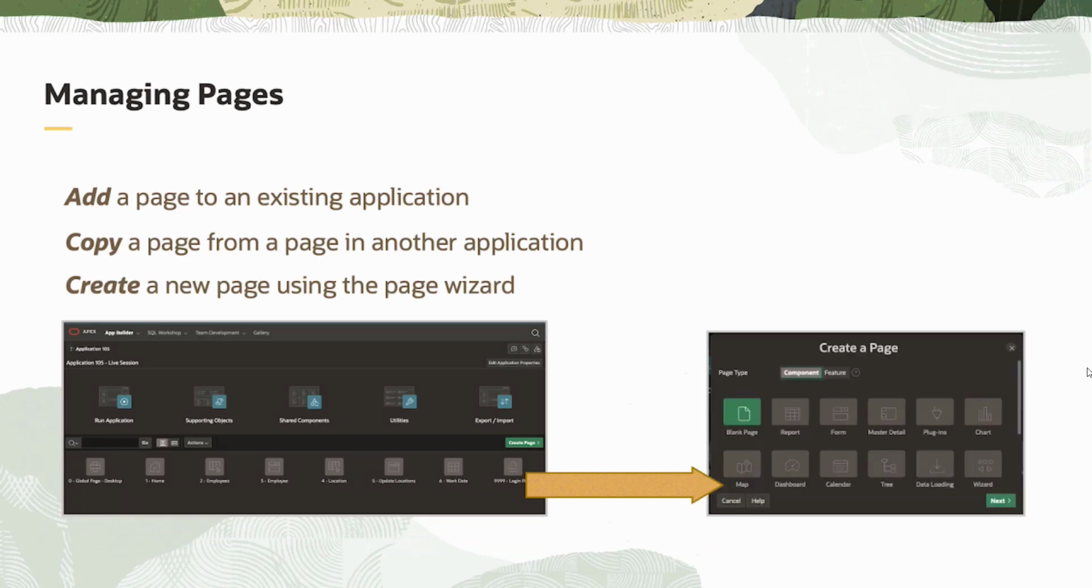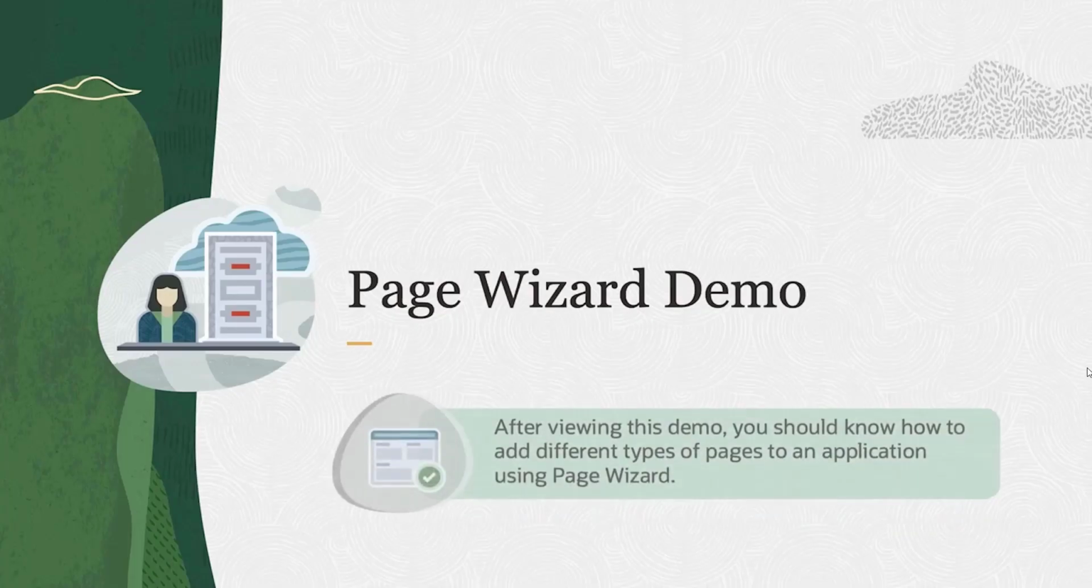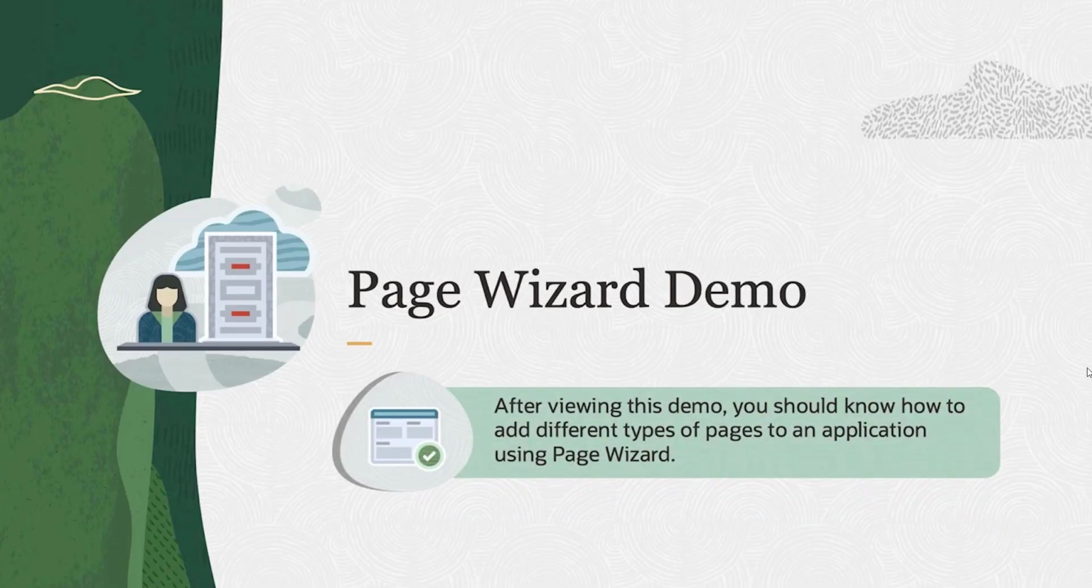Now you can add a page to an existing application. You can also use the ability to copy a page from a page in another application. If you wanted to create a brand new page without copying it from another application, you will use the page wizard in order to do that. So let's take a look at using the page wizard to create a page in an existing application.